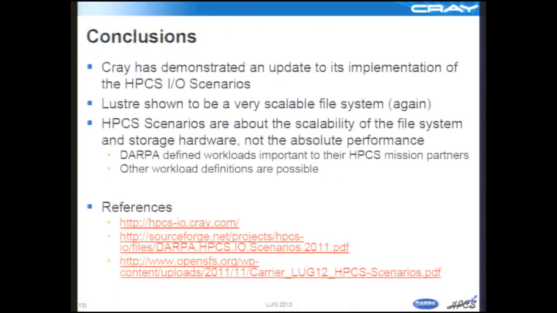So the conclusions from the study: we demonstrated the update of these new tests, and the changes that we made let us successfully demonstrate the Seagate file system to DARPA as the solution for the XC30 supercomputer. Again, we found that Lustre did very well showing scalability. As we all know, as you increase the number of OSSs in the system, you do get scalable performance.